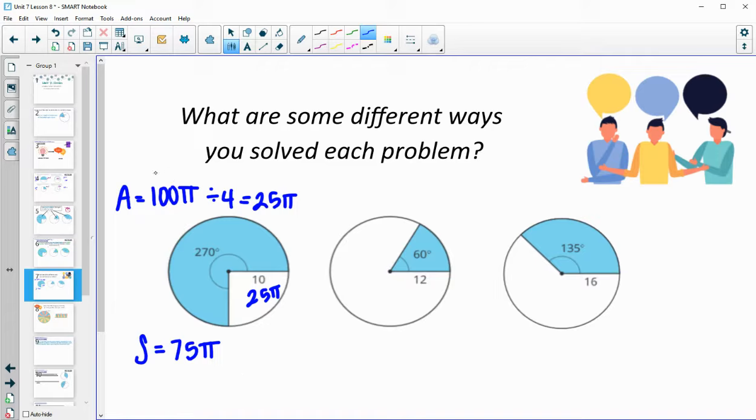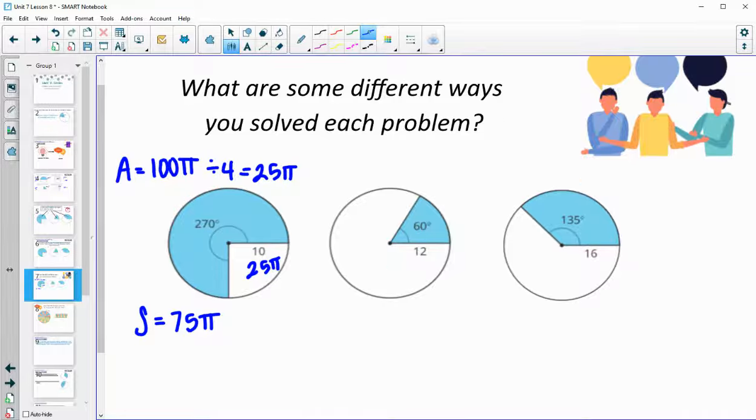Maybe you thought of what 3/4 of 100 is. So 3/4 of $1 is 75 cents. So maybe you thought of doing 3/4 of 100, or doing 25, 25, 25. Okay, so 3 of those fourths to equal 75 pi that way.